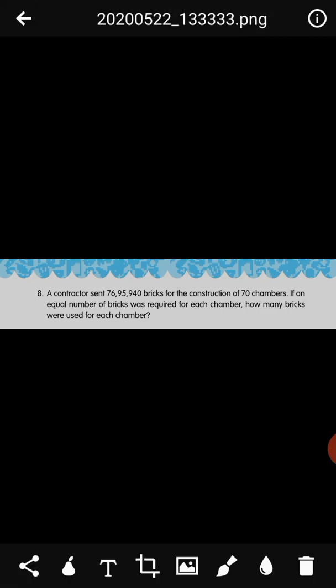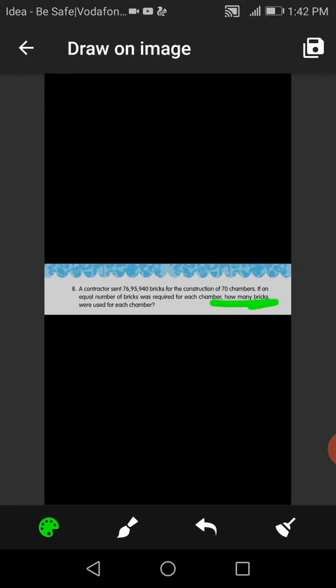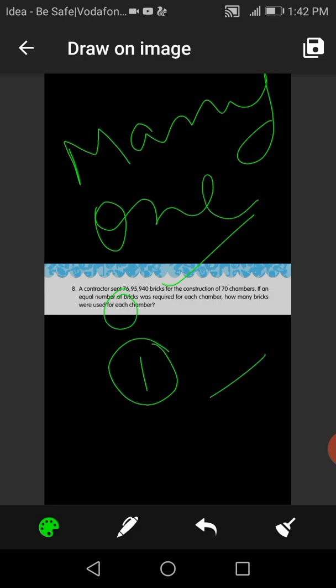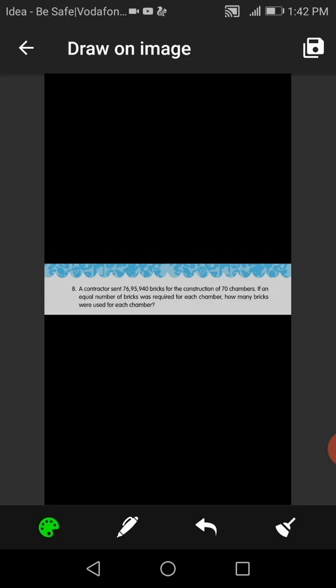So you need to underline the words: how many bricks were used for each chamber. Each means here for one you need to find. For many it is given, for one you need to find. Now the concept is changing many to one. So it means you need to apply the division operation here.